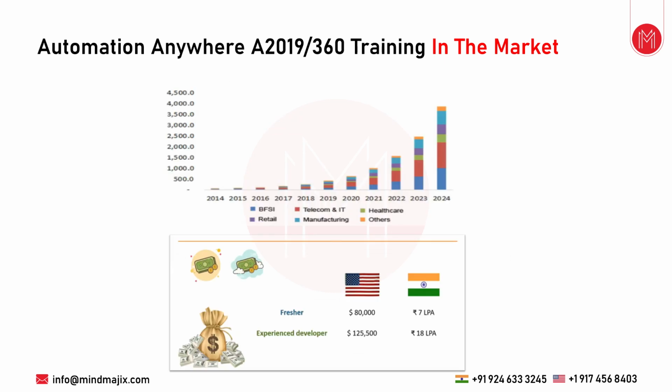And these are the figures in millions from 2014 to 2021 and 22. This is the market trend. And for freshers in USA or somewhere, it is $80,000, and in India it is 7 lakhs per annum. And for experienced developers, I mean 2-3 year experience if you have, then it is $125,500, and in India it is 18 lakh per annum.